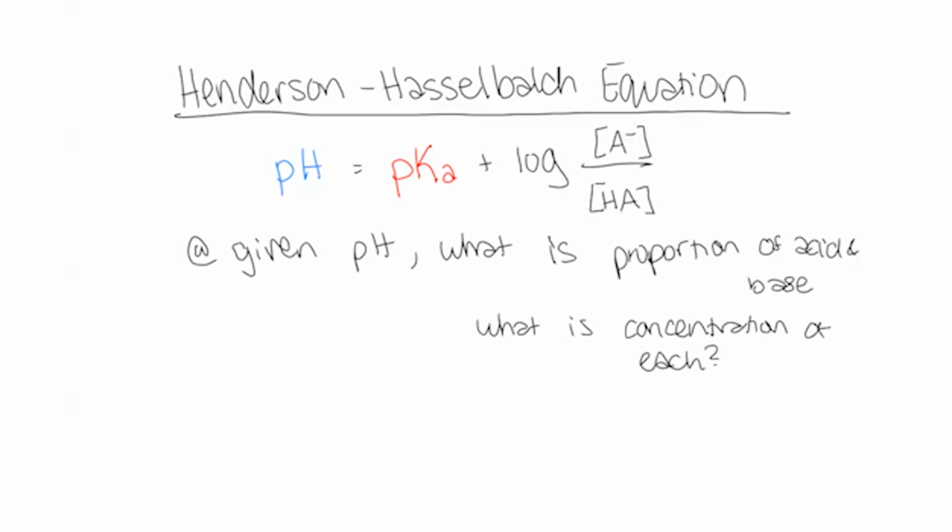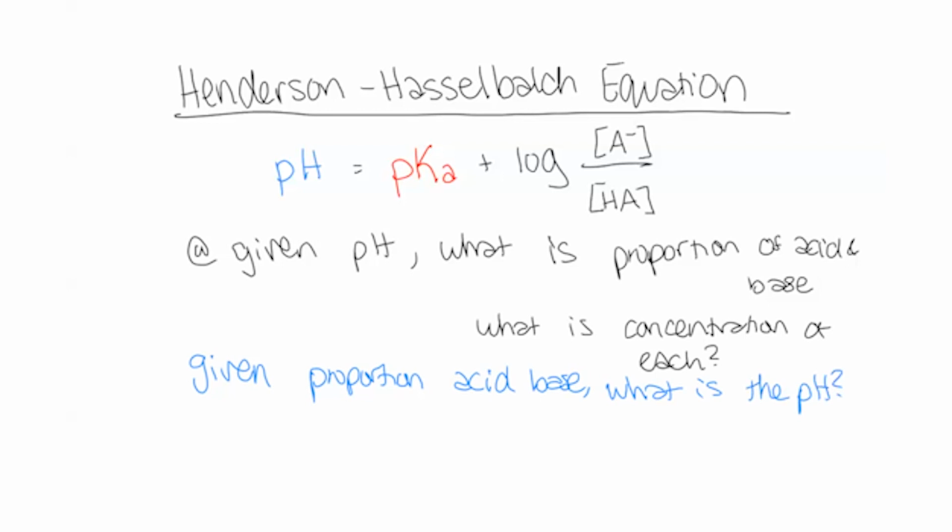It's also going to allow us to go the other direction. So if we know the pKa and we know the proportion of acid and base, what is going to be the pH? We can answer all these questions just by rearranging the formula. So let's talk about where this formula actually comes from in the beginning.